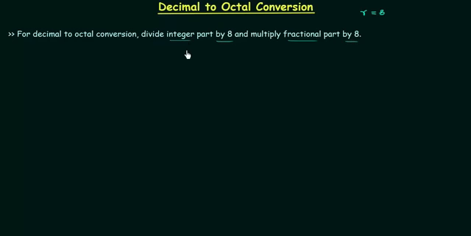I will explain this conversion with the help of two examples. In the first example, I will not include the fractional part. We will include a fractional part in the second example. So let's start with example number 1. The decimal number is 112. This is in decimal, and we want the octal equivalent of 112.